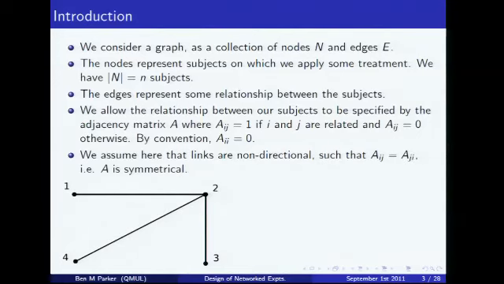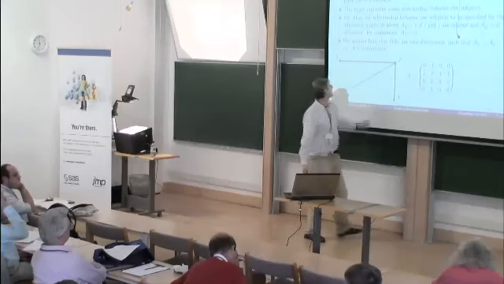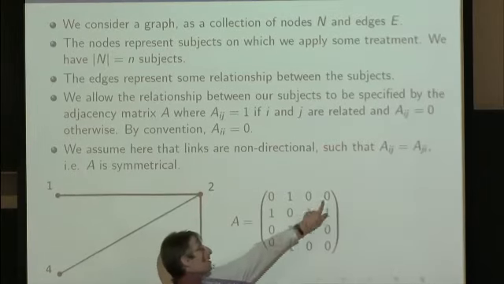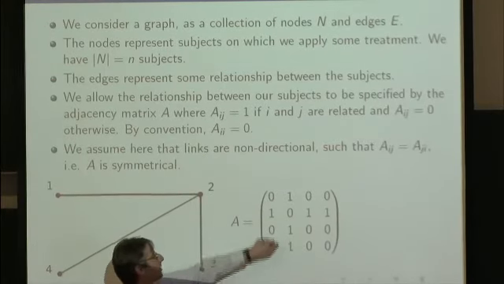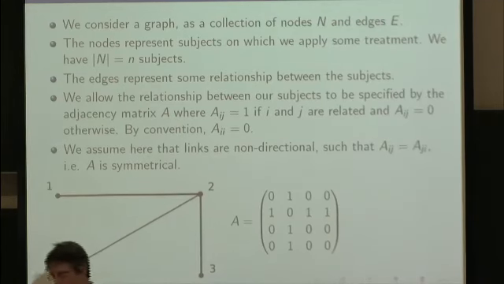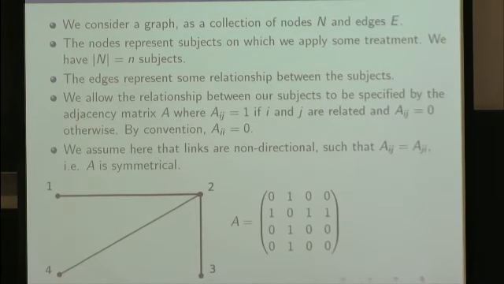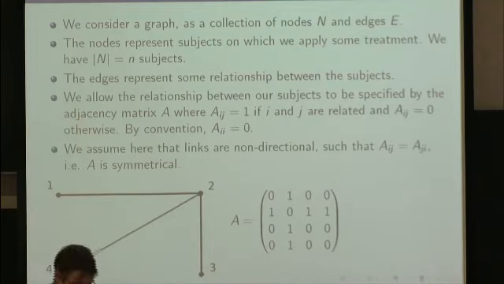So here's a very, very simple network of 4 things. And we see here, I was going to get the pointer out, but it's easier, 1 is connected to 2. So A12 is 1, and A21 is also 1. 1 is not connected to 4, say, so A14 is 0, and A41 is also 0. And of course there are zeros down the diagonal. So this is a fairly standard way of representing connectivity.